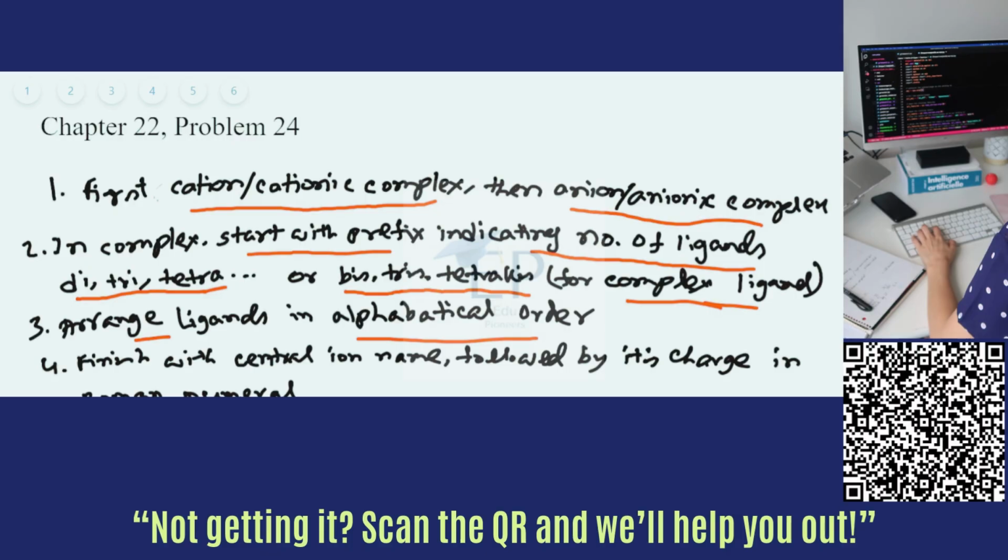And finally, we will have to write the central metal atom or ion name, and we have to write its charge. For example, if it is +2, we have to finish by writing it in Roman numeral like this for 2. For charge 3, we have to write this. For charge 4, we have to write this, and so on. So let's go to solving the first one.